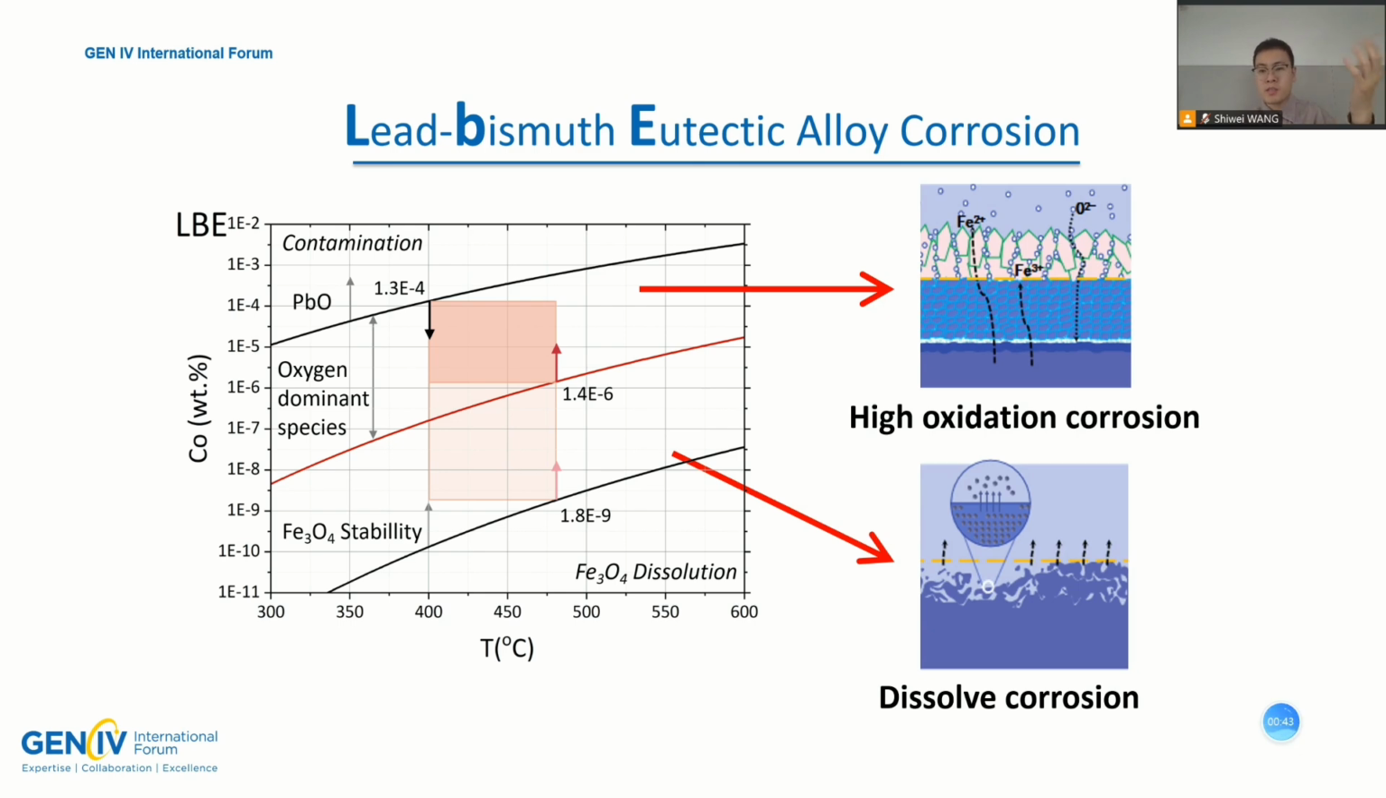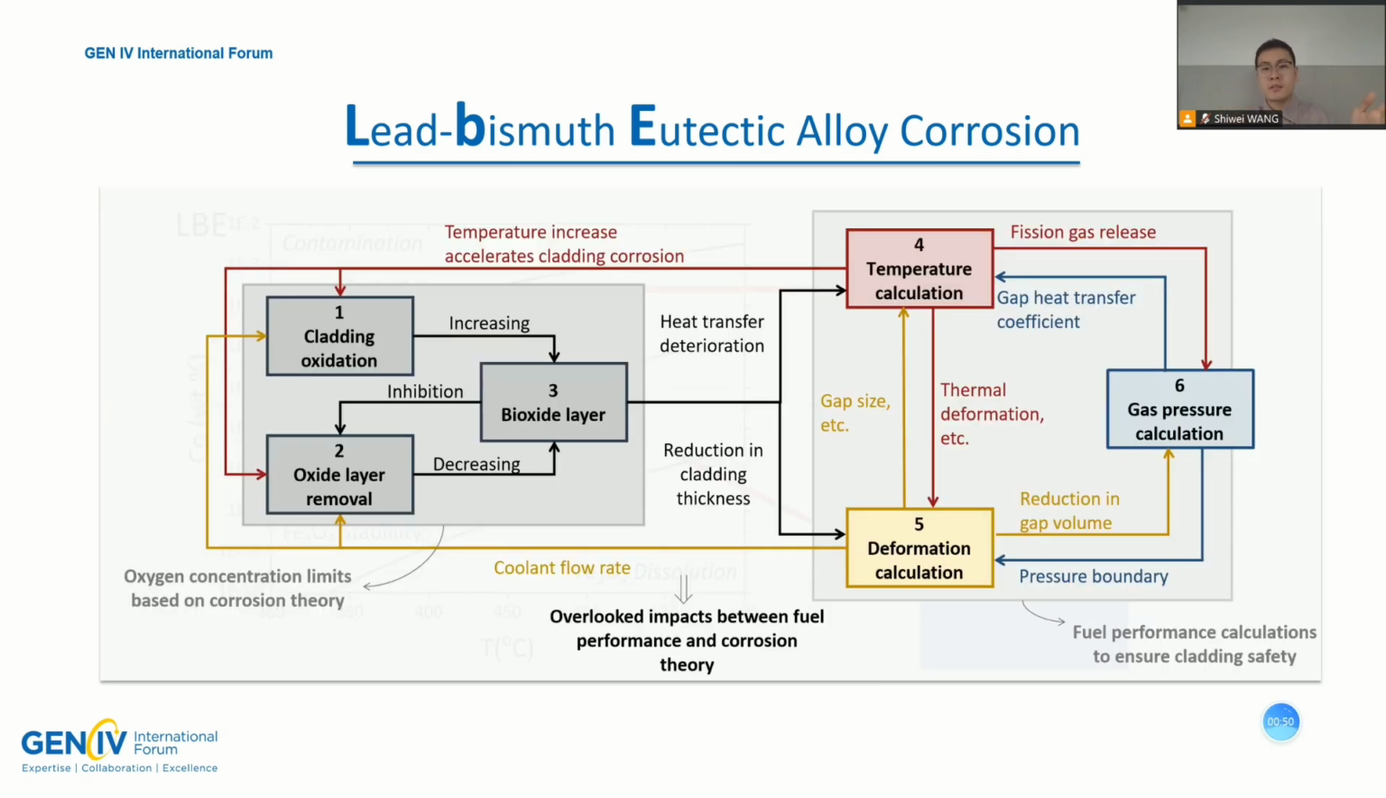At high oxygen concentration, the high oxidation corrosion will cause a very thick oxide layer, and the oxide layer will cause cladding heat transfer degeneration, and thus influence the deformation and gas pressure. These influences in turn will change the corrosion mode of the cladding.